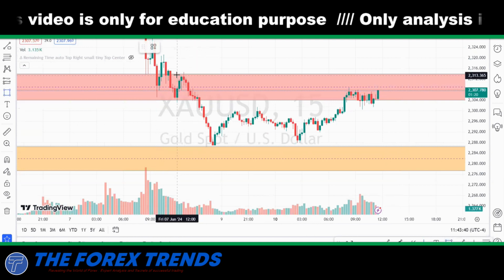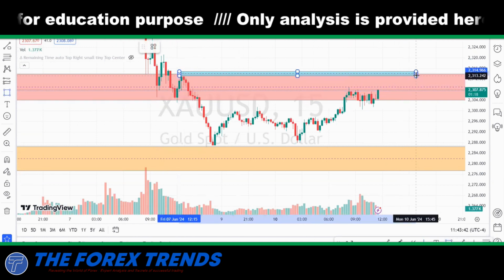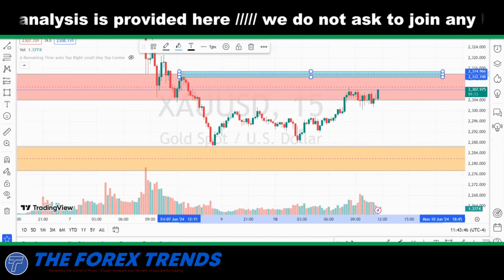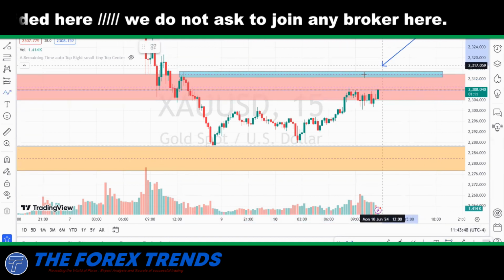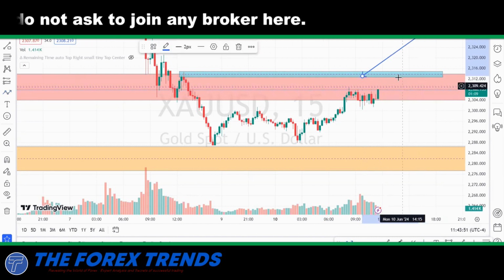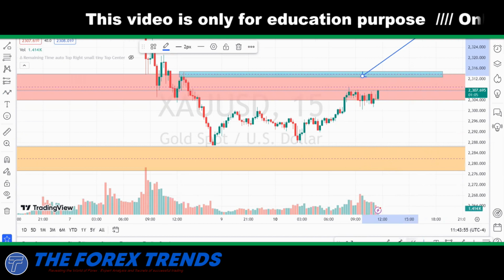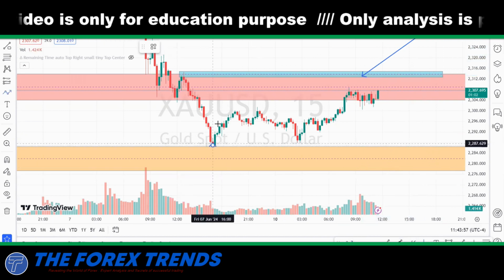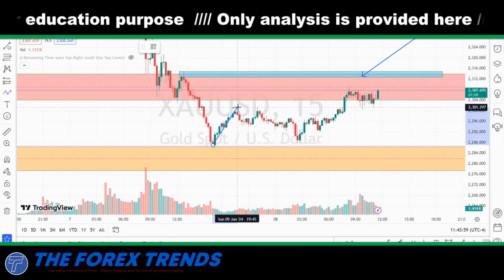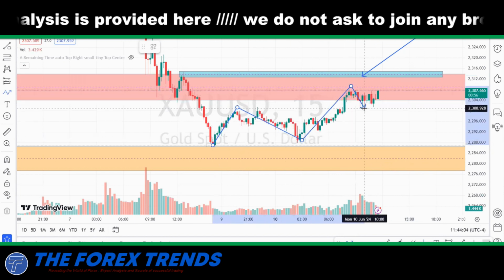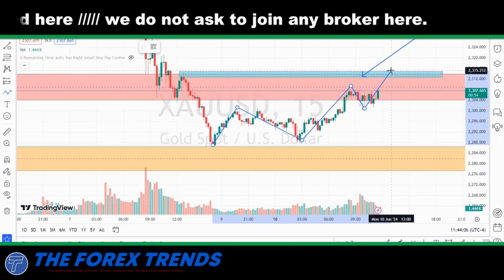We have the first resistance at this level. Okay, this is the 2312 to 2314 level. If I get the price at this level, I will initiate a sell. Okay, this is the first trade setup for tomorrow or today. Okay, if I mark the internal structure, look, higher high, higher low, higher high, higher low, and we expect a new high at this level.